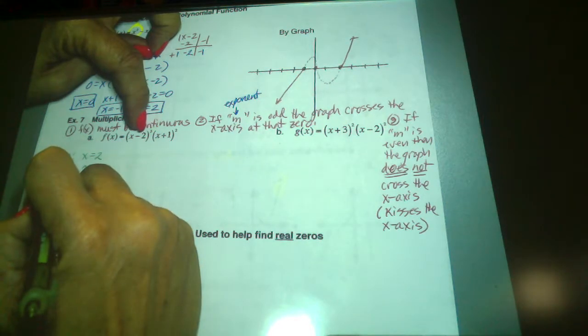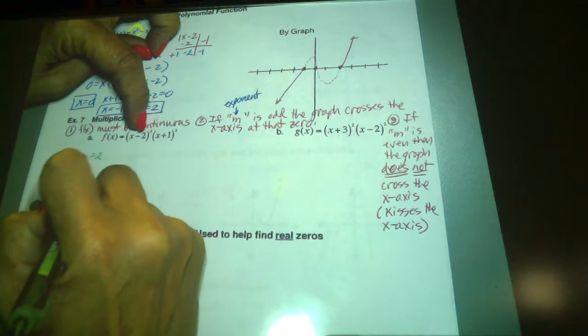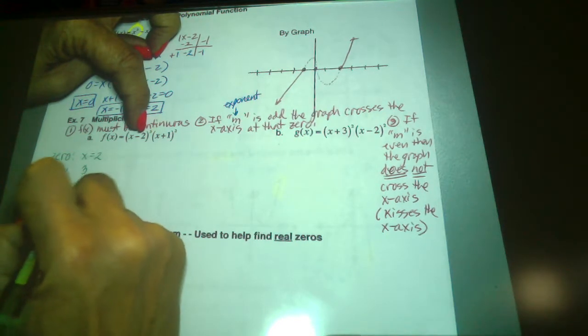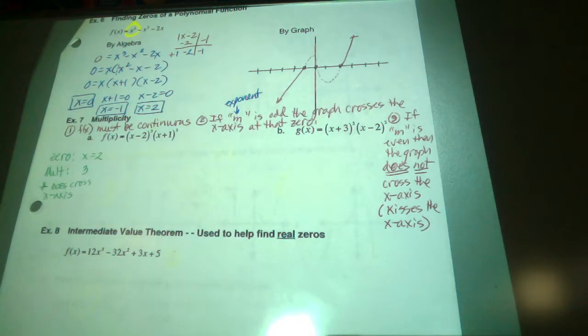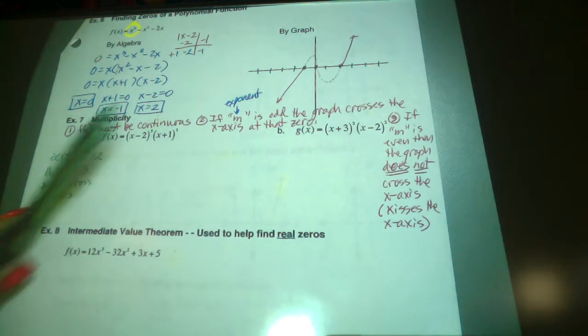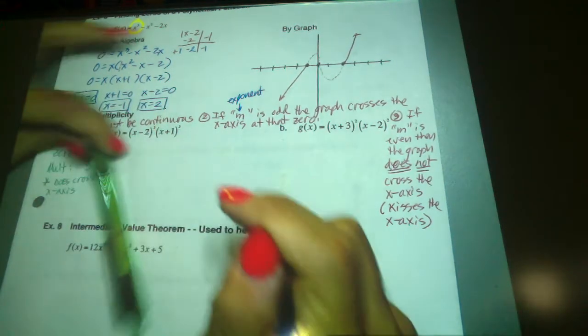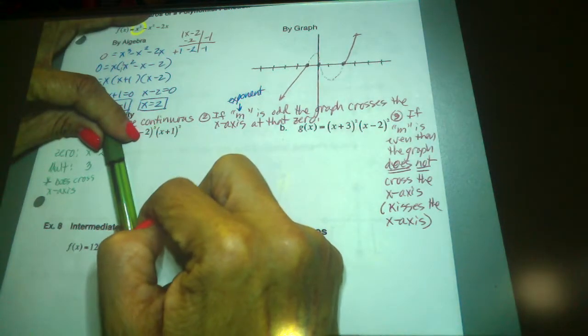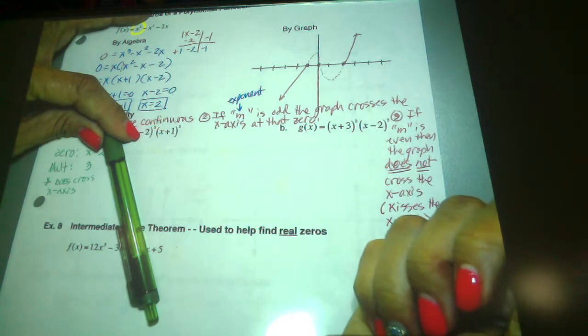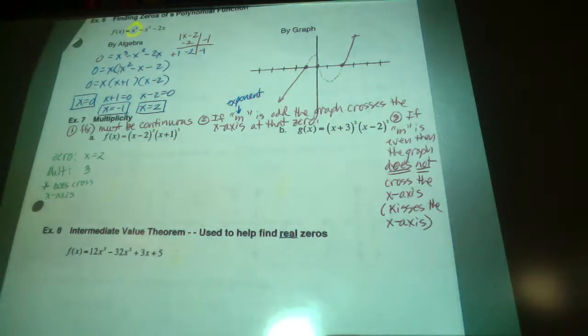So this does cross the x-axis at x equals 2. I'm not going to write that in there, but at that 0, I know that it crosses the x-axis. Your graph is either going to go from low to high through 2, or it's going to go from high to low through 2, depending upon whether that graph is increasing or decreasing. And I can tell that once I figure out what my overall left and right hand behavior is.